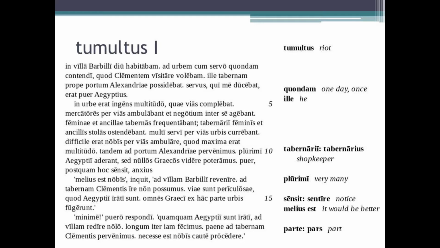So, in the city was a huge crowd, which was filling the streets. Merchants were walking through the streets, and were doing business with each other. Women and slave girls were crowding the shops. Shopkeepers were showing dresses to the women and slave girls.